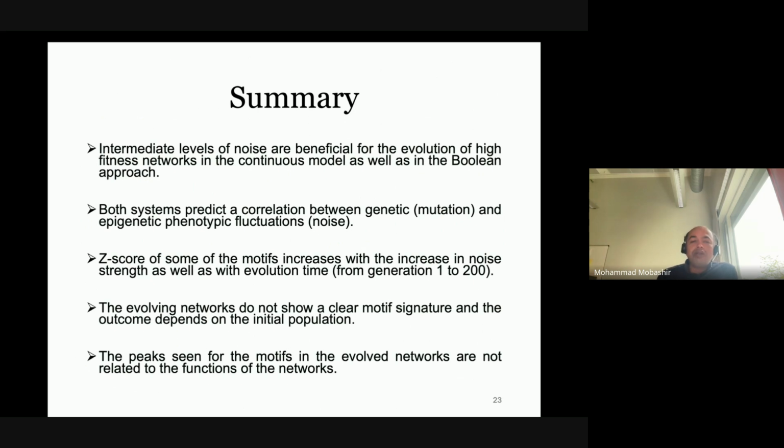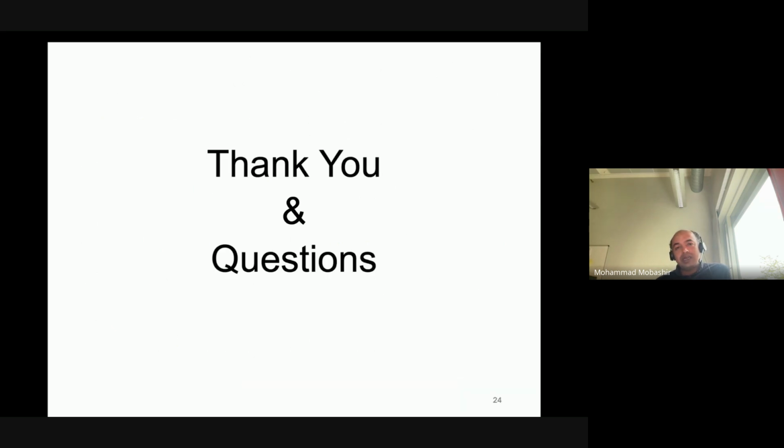The evolved networks do not show a clear motif signature, and the outcome depends on the initial population. So this is kind of a question mark. The reason is that in different generations, the significance value or Z score of the motifs is changing. That is why we are concluding that the peaks seen for the motifs in the evolved networks are not related to the fluctuations of the networks. And that's all. Thank you very much.